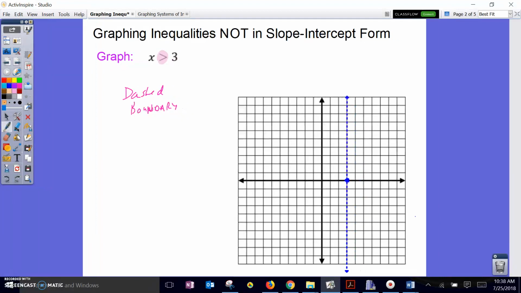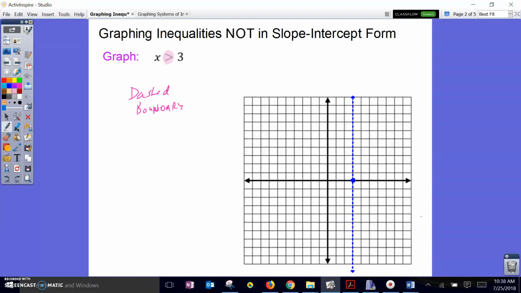And now the inequality says that we want x greater than 3. Whenever we have a vertical line, the numbers that are greater than it are going to be to the right, and the numbers that are less than it are going to be to the left. So we're going to shade this over to the right-hand side. And there's the graph of x is greater than 3. Alright, so that's a weird problem for us to look at. Let's go ahead and look at some other examples of inequalities that are not in slope-intercept form.